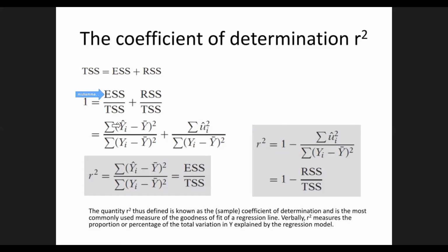How can we calculate it? Explained sum of square is actually the sum of yi hat minus y bar, whole square. In the denominator we have the total sum of square, which is summation of yi minus y bar square. This is the residual sum of square, summation ui hat square, divided by the summation of yi minus y bar square. Now R square equals ESS divided by total sum of square. This is the ESS formula written over here. This is the total sum of square written over here.